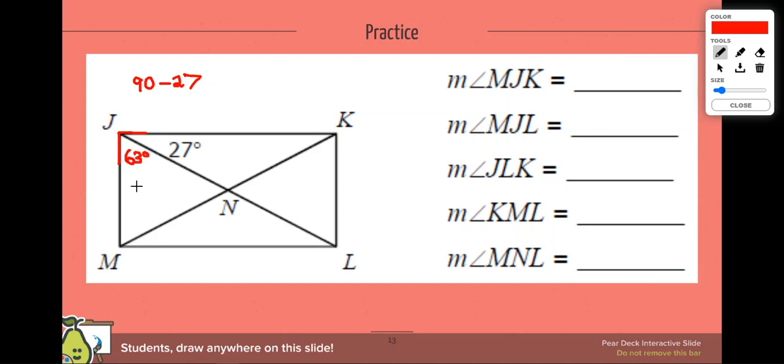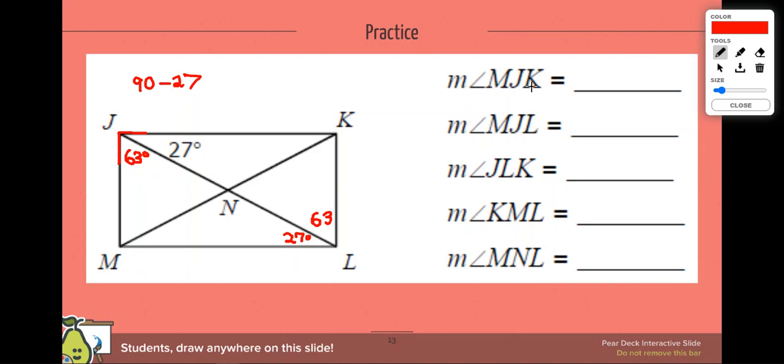Now we can use alternate interior angles to solve for the ones along the diagonal. Okay, so we know that 27 also has to be equal to 27 here, alternate interior angles, and 63 has to be equal to 63 here. Okay, so we're well on our way.